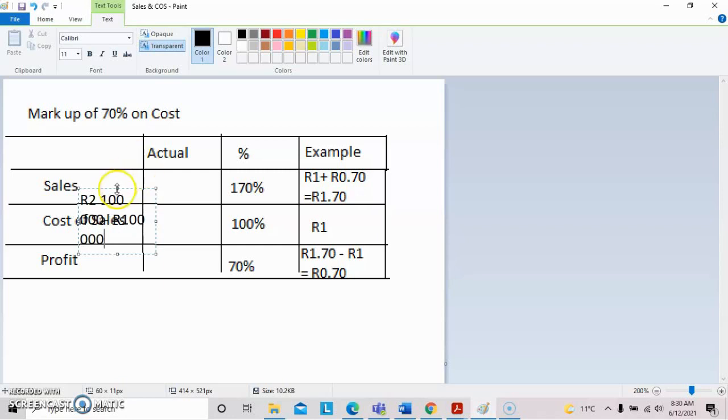Okay, so this is what we are working out. I'm just going to zoom in and reduce it because the space here is limited.